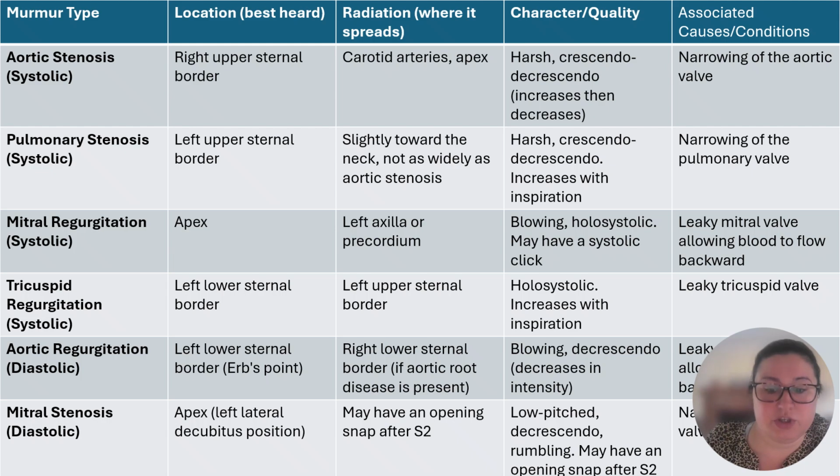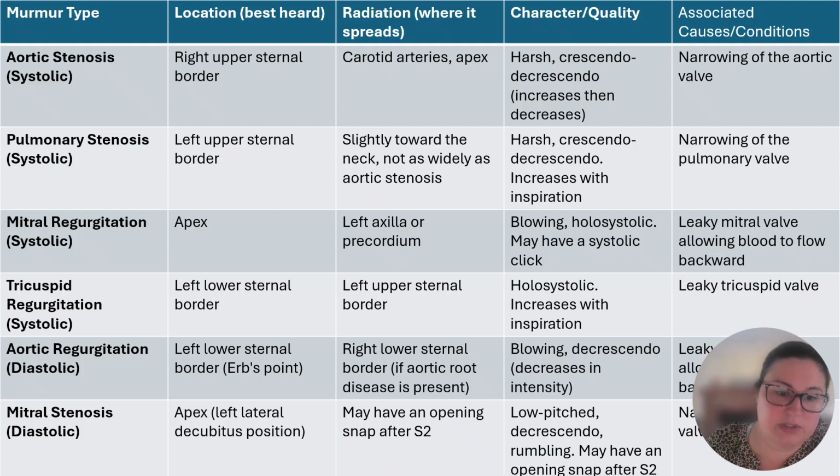So this is a chart that I made for the various types of murmurs. For aortic stenosis, that's a systolic murmur that you would hear on the right upper sternal border. It would radiate to the carotid arteries and the apex of the heart. It's a harsh crescendo-decrescendo, which increases then decreases, and it's a narrowing of the aortic valve.